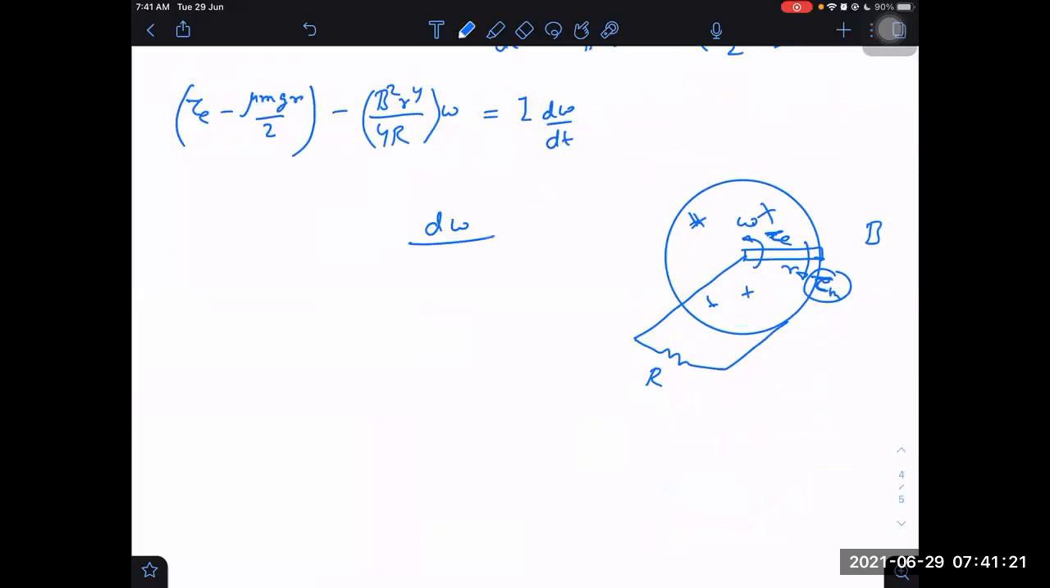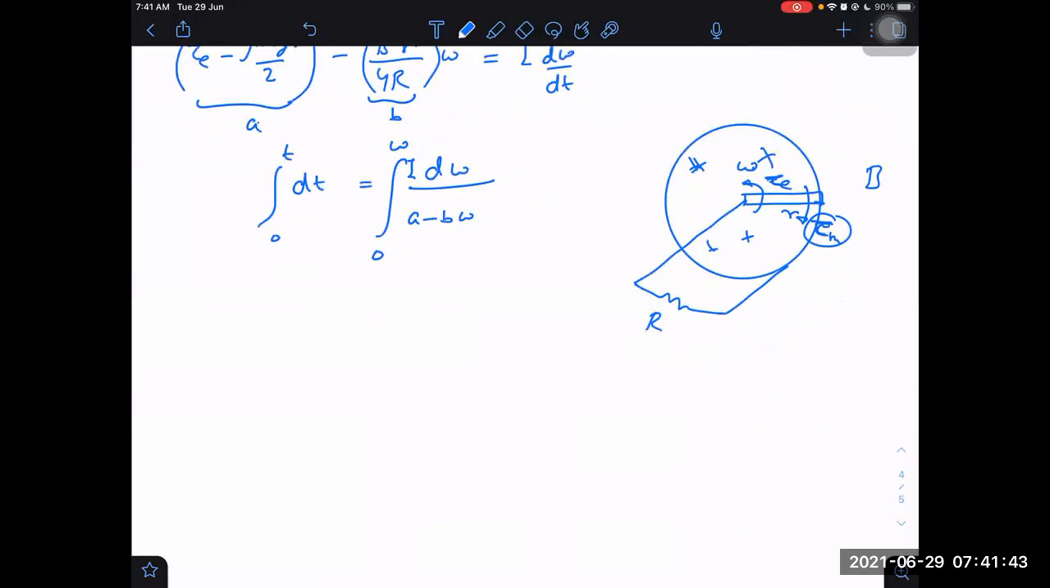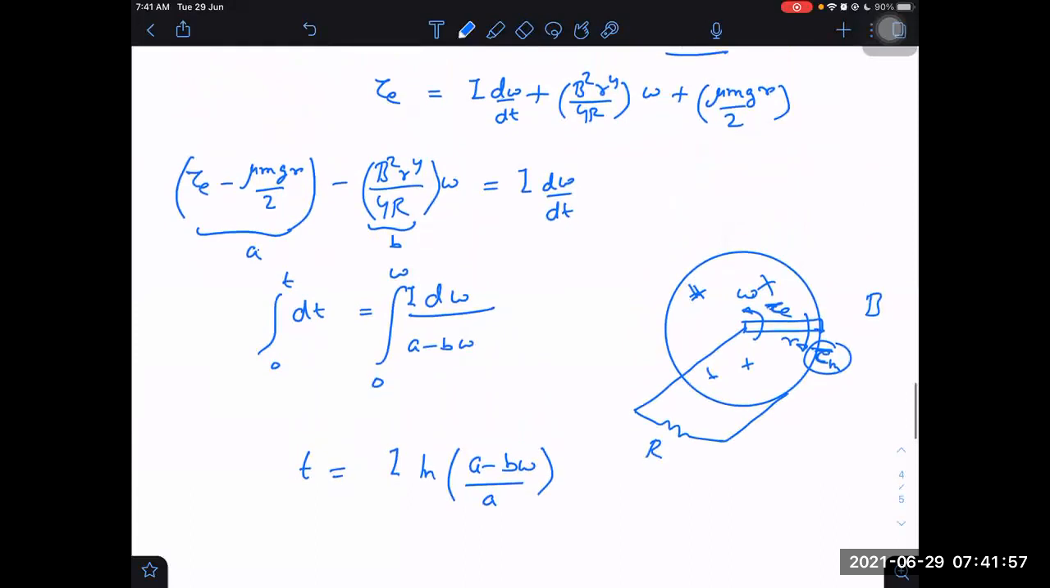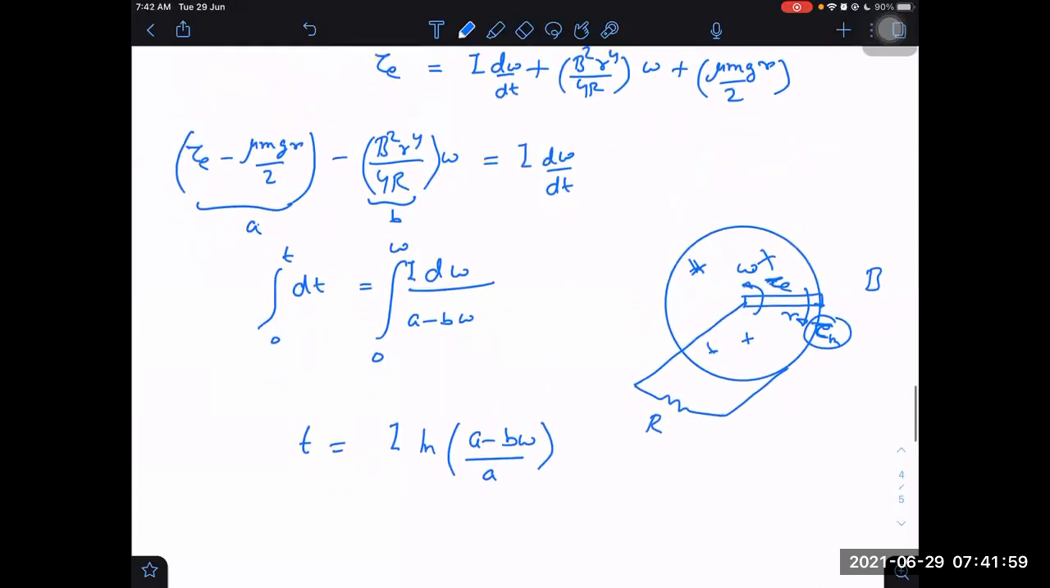I think it is easy. Finally, let us say this whole term is some constant a. This term is b. A minus b omega integral is equal to dt integral. What is the result of integration? 0 to t, initial omega 0 to omega. I can get omega as a function of time by this. Time is coming out to be I into ln a minus b omega divided by a. Is it right or not? Right only?